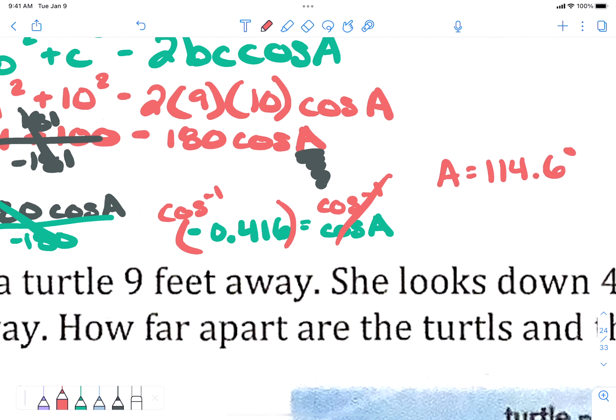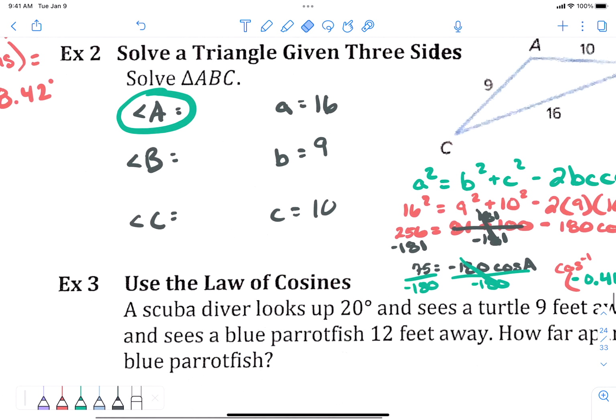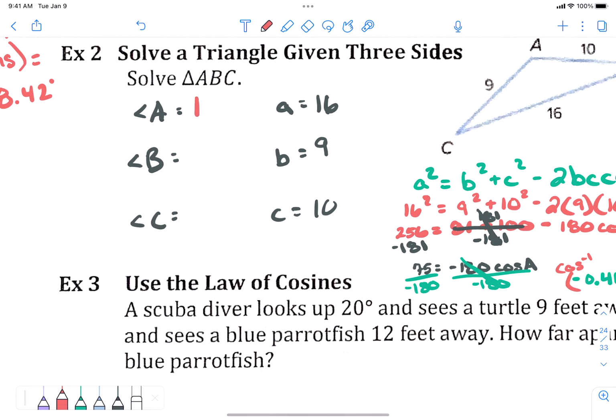114.6. 114.6 degrees. Yes, so you'll have to do shift. Yes, exactly. There you go. Okay. Will we round this to 114.6? Yep, we will round this to the nearest degree. So 115 degrees. Yeah? 115 degrees. Okay. All right. There we go. We have that one.